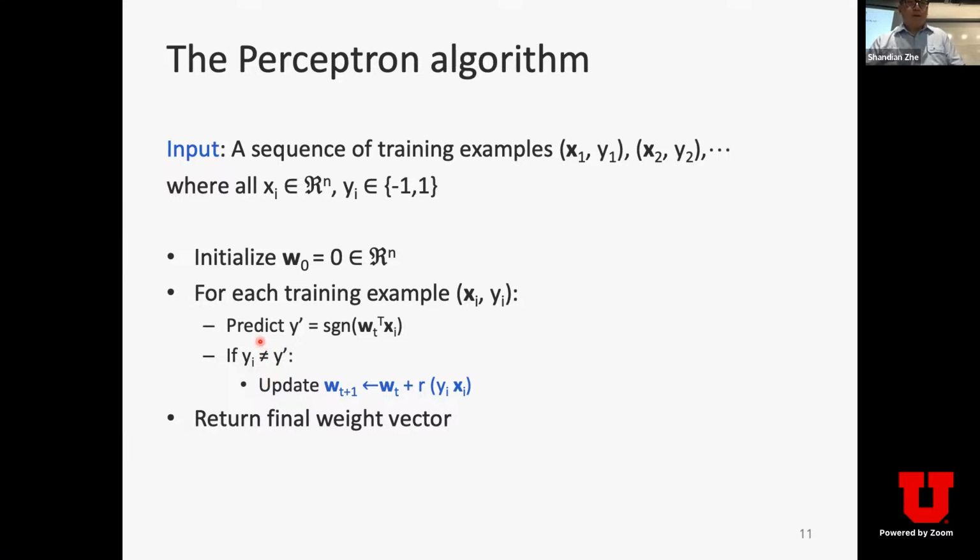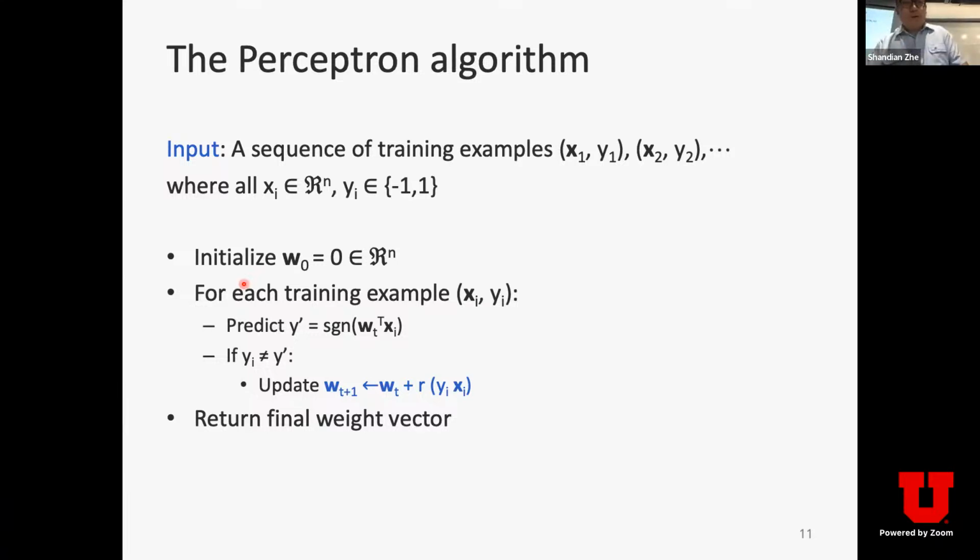How do I do the update? We multiply the true label y with the feature vector xi times some learning rate r, and add this to the current weight vector. We obtain our updated weight vector, then move to the next training example. We just keep doing this. We can pass through the whole training set once, or we can pass through it many, many times. But every time, we just stream the training examples to our algorithm.